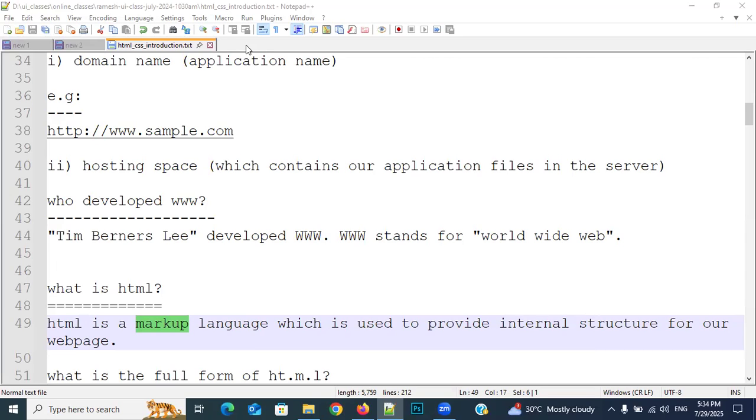Here also, whenever you are developing a web application or web page, there are two structures: internal structure and external structure. Internal structure is developed by using HTML. Clear, everyone? Internal structure is developed by using HTML. Okay, right. This is about HTML.